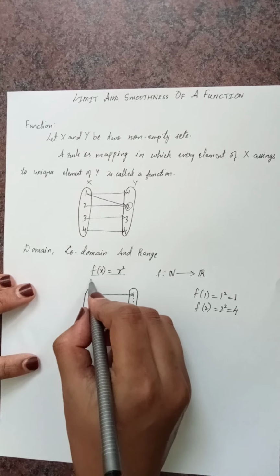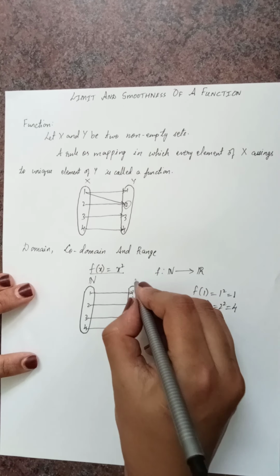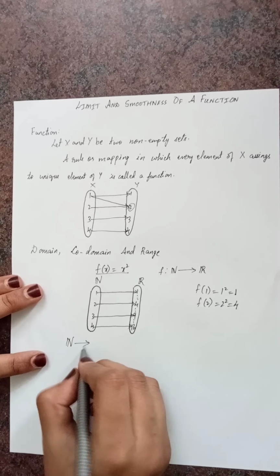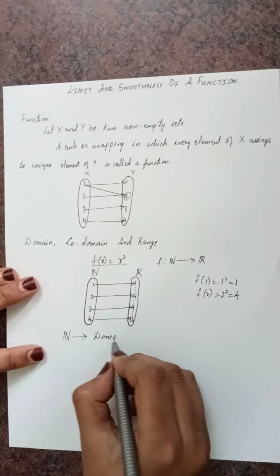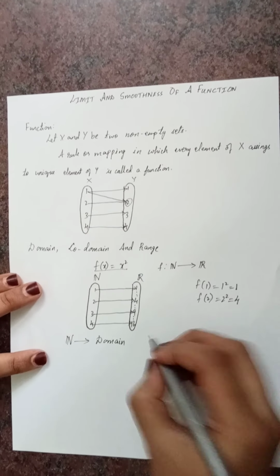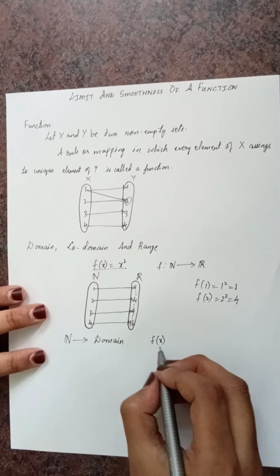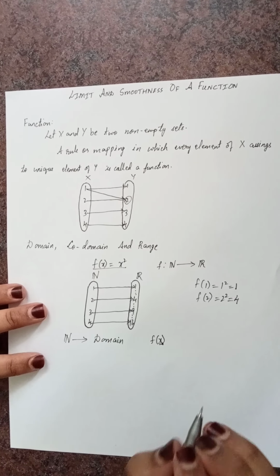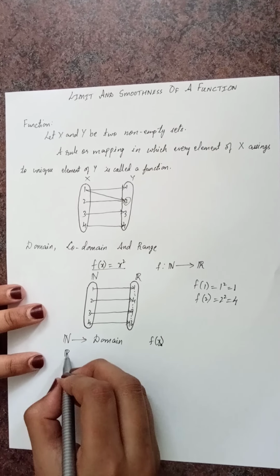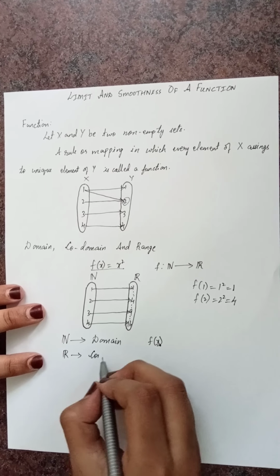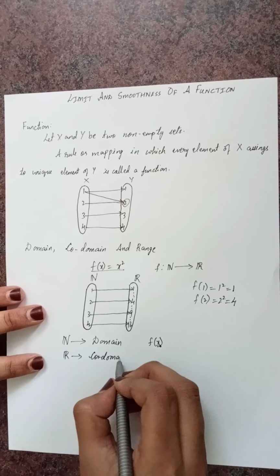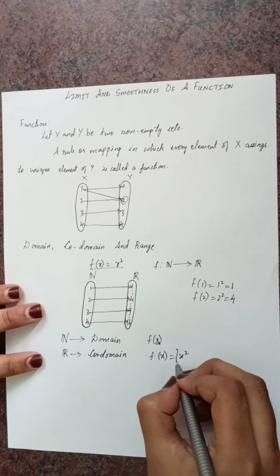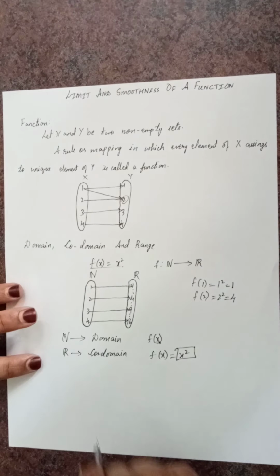So this is my natural number set and this is my real number set. My natural numbers are called the domain. If I take f of x, then the values that I represent in x are the domain. Real numbers are my codomain. f of x is equal to x square. I'll take this to represent my codomain.